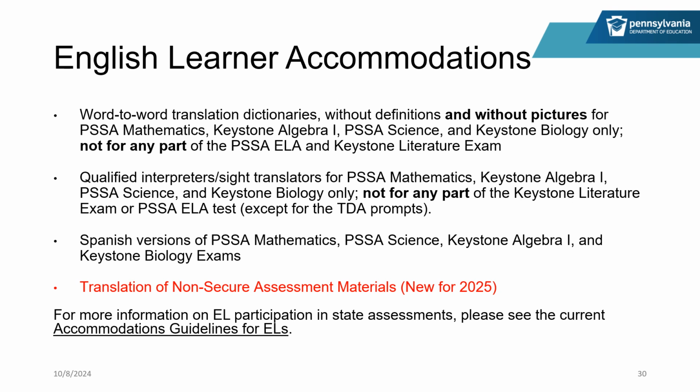Guidelines for choosing an interpreter can be found in the EL Accommodations Guidelines. Spanish versions of the PSSA Math and Science, Keystone Algebra 1, and Keystone Biology exams can be used. New for 2025, schools may pre-translate and print any non-secure assessment materials for students using the school's typical translation method. This includes documents like formula sheets, open-ended rubrics, and directions from the Directions for Administration. A complete list of items that may be translated can be found in the 2025 EL Accommodations Guidelines. The test itself may not be pre-translated and printed for students.